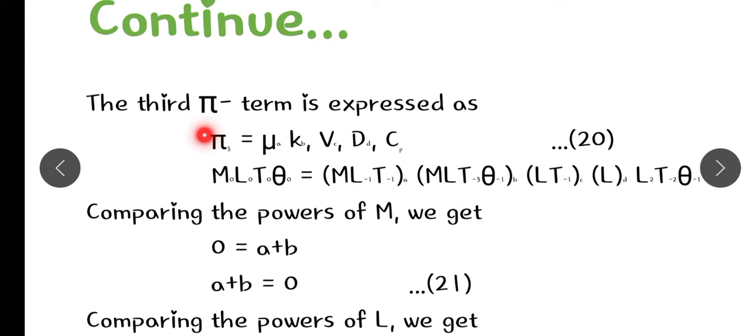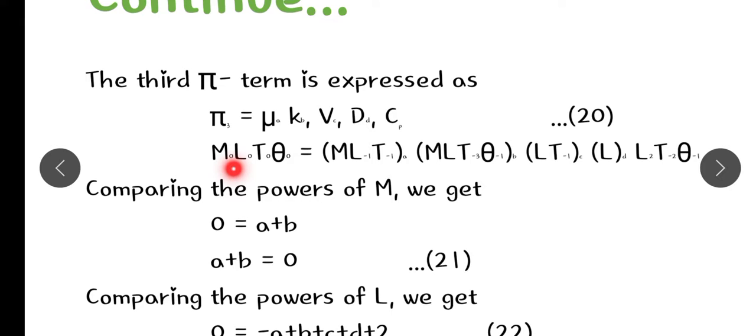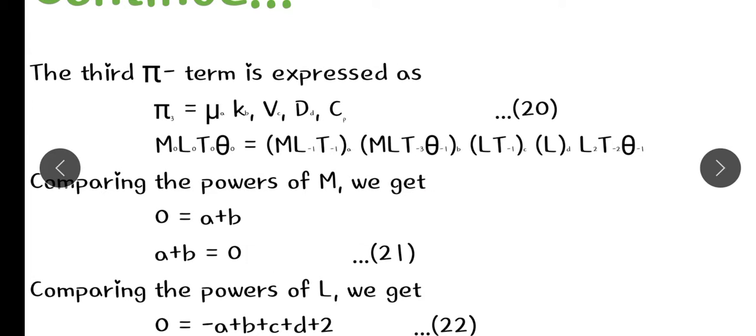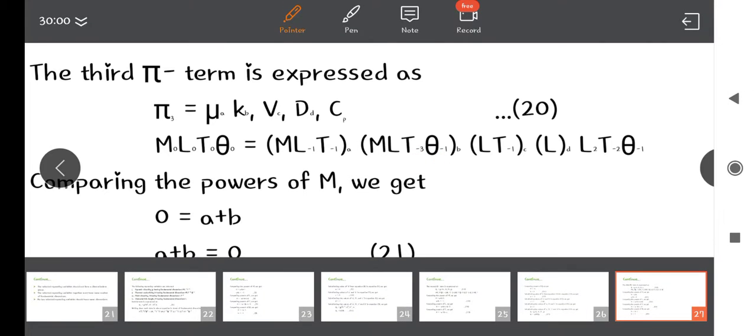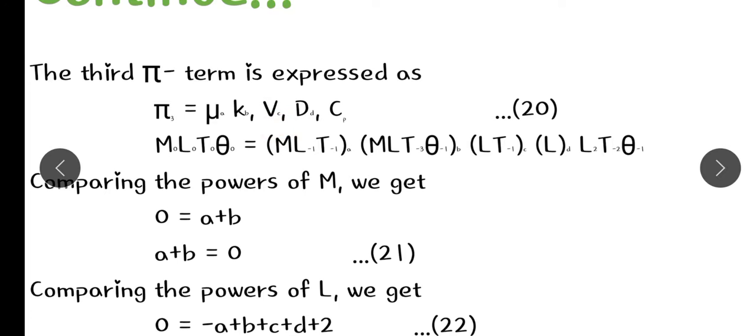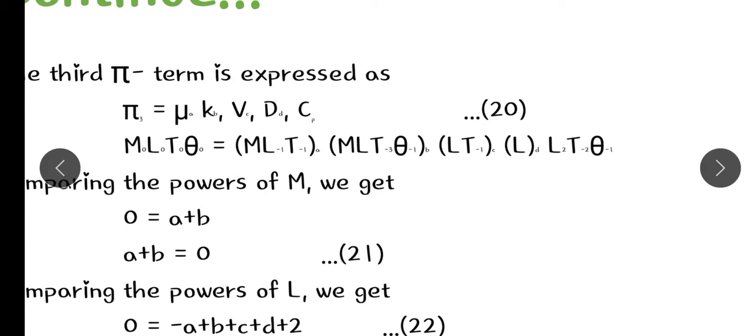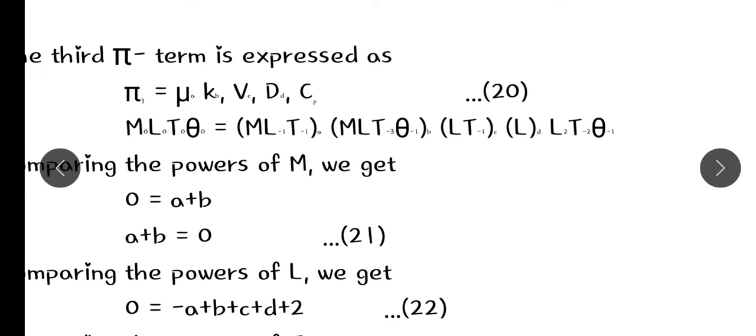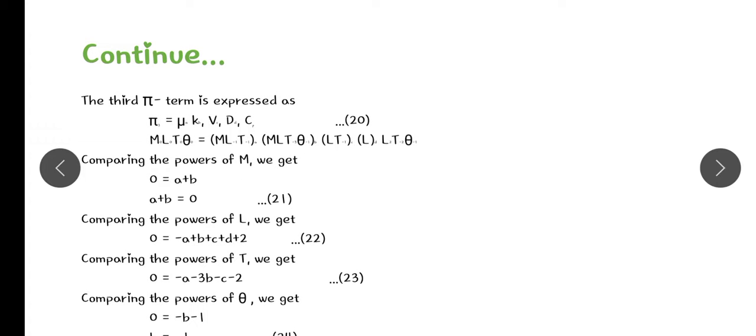Okay, so pi 3 is dimensionless, so its dimensions will be M raised to 0, L raised to 0, T raised to 0 and theta raised to 0. Dimensions of mu is (M L^-1 T^-1) whole raised to a. Dimensions of k is (M L T^-3 theta^-1) whole raised to b. The dimensions of v is (L T^-1) whole power c, and d will be L raised to d. After that, cp, whose dimensions will be L raised to 2, T raised to minus 2 and theta raised to minus 1. These are the powers.